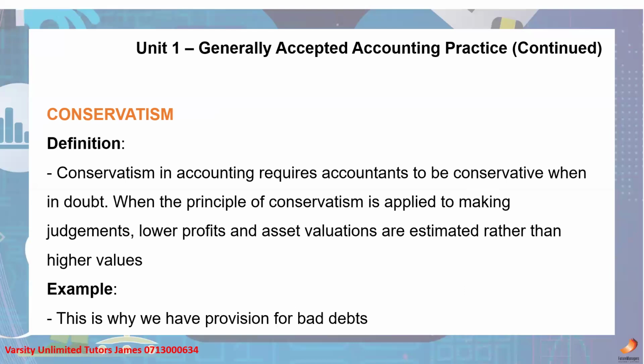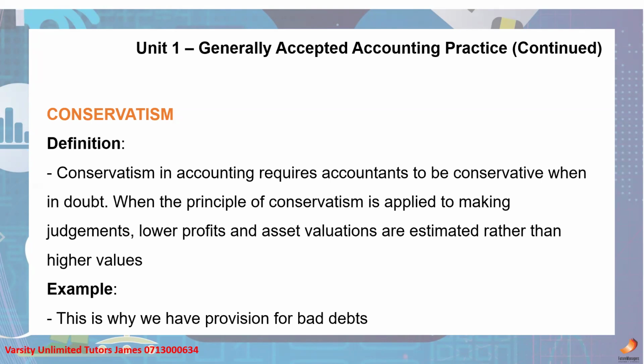Then conservatism. Here we are saying that when you are recording revenues, do not overstate your revenues. Whenever you have to make a judgment about revenues, expenses or assets, do not overestimate your assets, do not overestimate your revenues, and do not underestimate your expenses. Be very conservative in your estimates. I think it's self-explanatory, but maybe I can give an example of a bad debt.